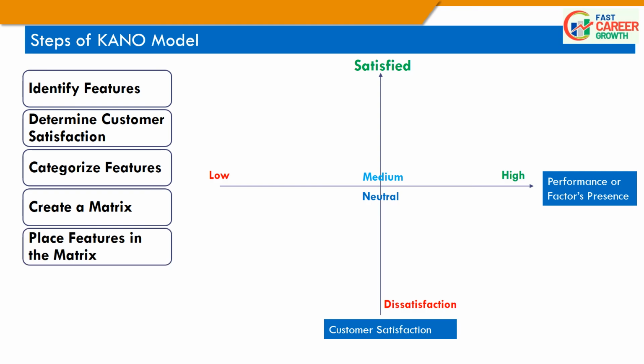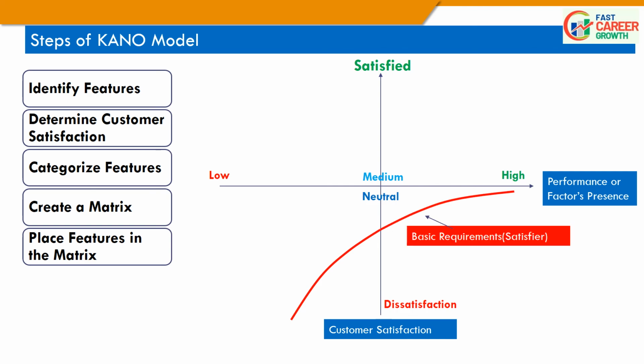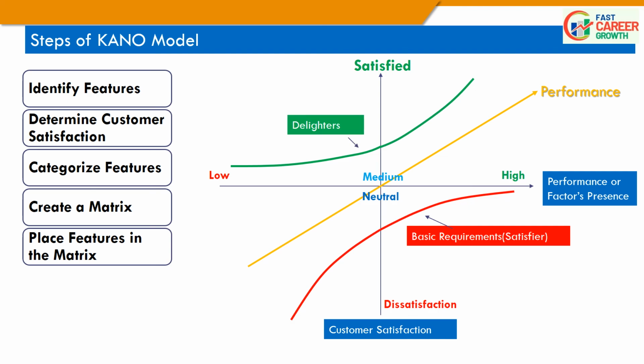Place features in the matrix. Place each feature in the appropriate quadrant of the matrix based on its categorization and the assessed level of functionality or performance and customer satisfaction. Basic needs typically start at the bottom left, performance needs in the middle, and excitement or delighters needs at the top right. Indifferent and reverse needs may not be prominently displayed but can be positioned accordingly.